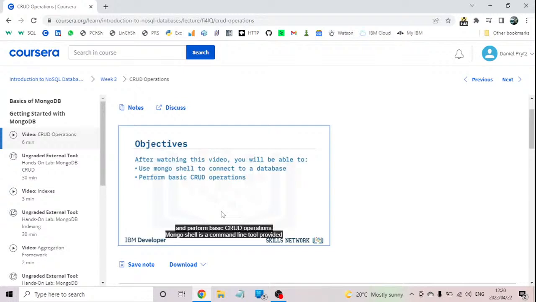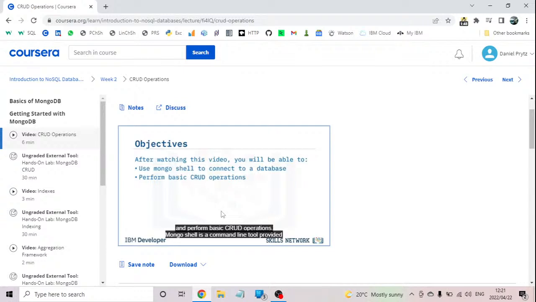Question 1. Objectives of learning: in this video you will be able to use Mongo shell to connect to a database. It's very important to realize that everything builds on everything else, so you've got to constantly be linking everything together. Perform basic CRUD operations.